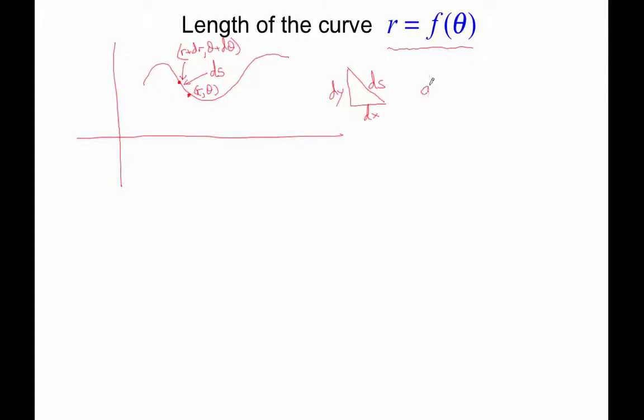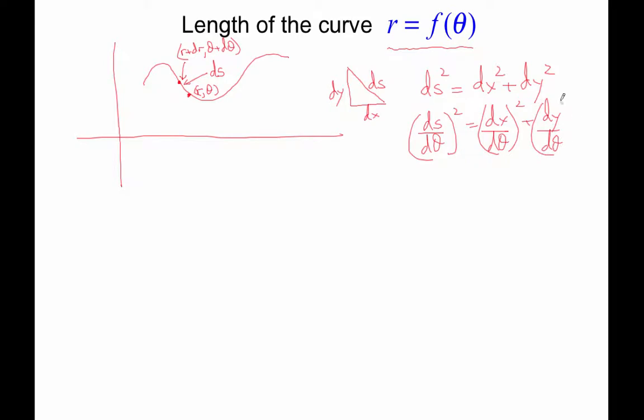And from the Pythagoras theorem, we have ds squared is dx squared plus dy squared. Let me divide both sides by d theta squared. So (ds/d theta) squared is then (dx/d theta) squared plus (dy/d theta) squared. Let's now look at this issue in the following way.